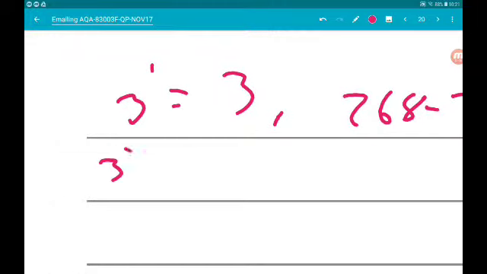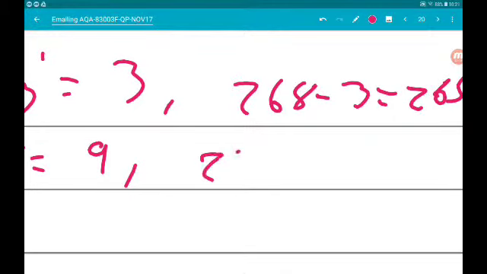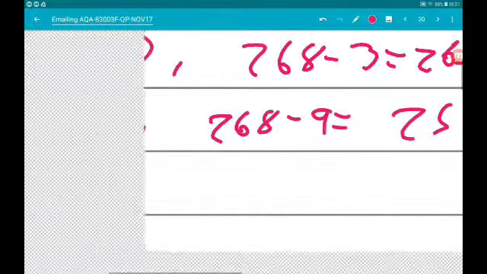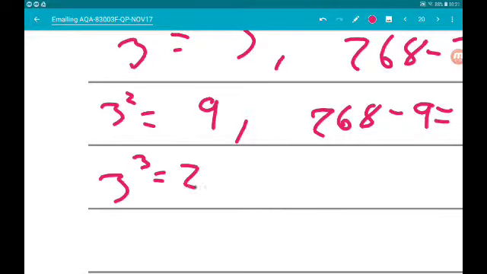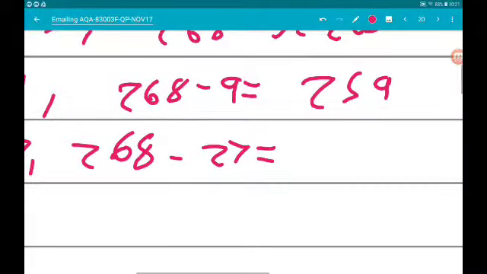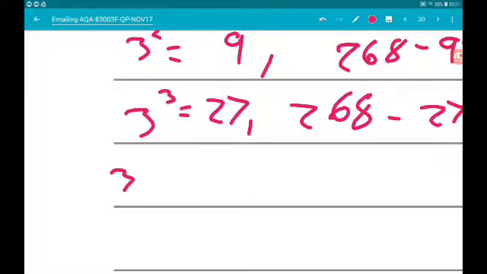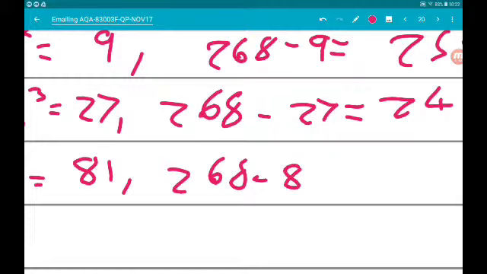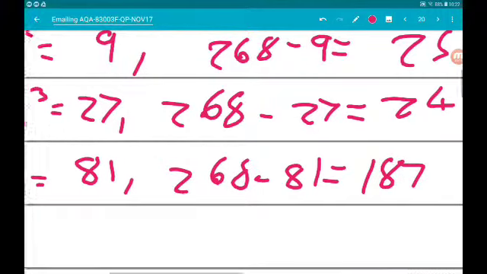If not, then it's not a square number. Okay, 3 to the power 2 is 9. 268 minus 9 is 259, which isn't a square number. 3 cubed is 27. 268 minus 27 is 241, not a square number. 3 to the power of 4 is 81. 268 minus 81 is 187, which is not a square number.